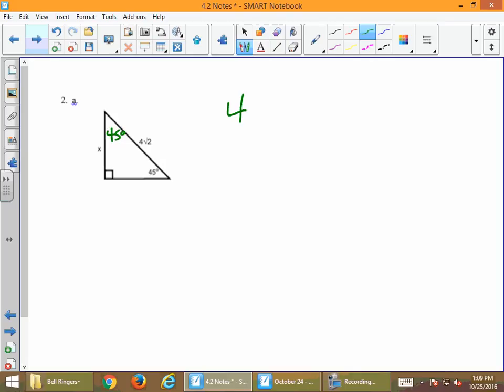So I'm going to do 4 radical 2 divided by radical 2. No need for a calculator here. What happens with those radical 2's? They cancel each other out. So you are left with just 4. This guy's also 4, which makes sense, because if I have a leg of 4, to go from a leg to the hypotenuse, I multiply by radical 2. So it would be 4 radical 2.